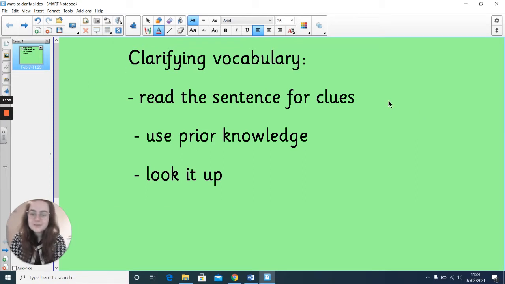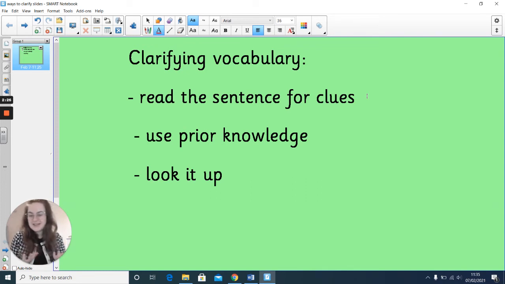So the first one that we often use to figure out what a word means is we can read the sentence for clues, because we don't always need to know exactly what a word means in order to understand it. Sometimes we can read the sentence that it's in, make a picture in our head of what's happening, and from that we can infer, we can have a sensible guess about what that word means.